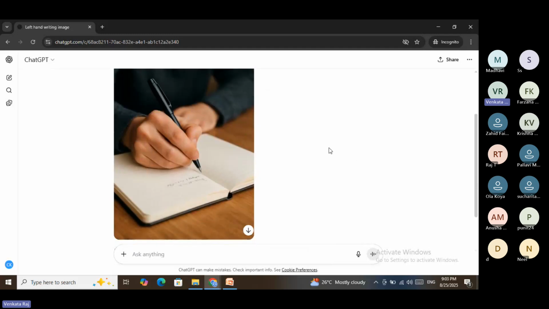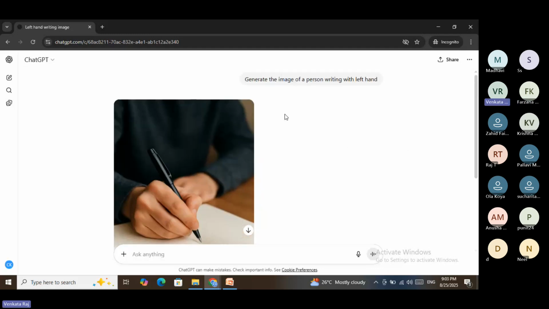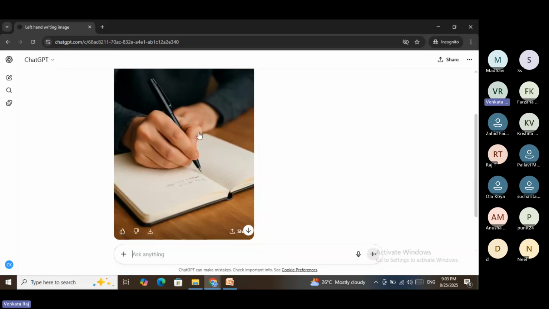So, guys, the output is generated. By looking at this output, what do you think? Is this person writing with left hand? All of you see, this is interesting. I asked to generate the image of a person writing with left hand. What do you all think? Is this person writing with left hand? No. This guy is writing with right hand. So is the output correct here? No, right? The output is not correct.